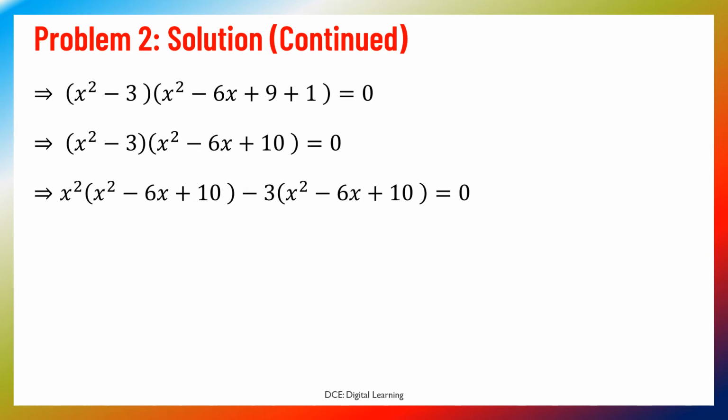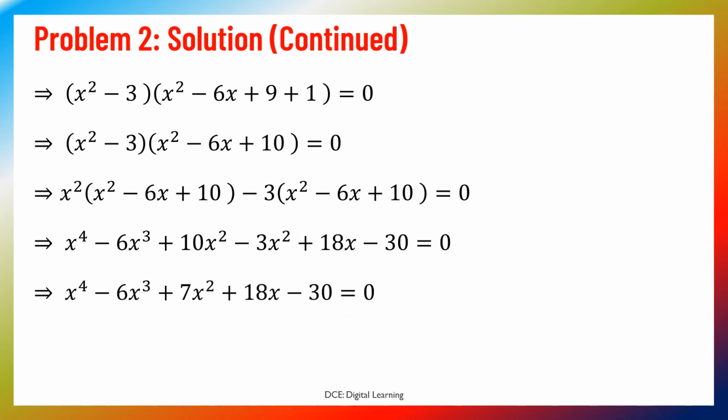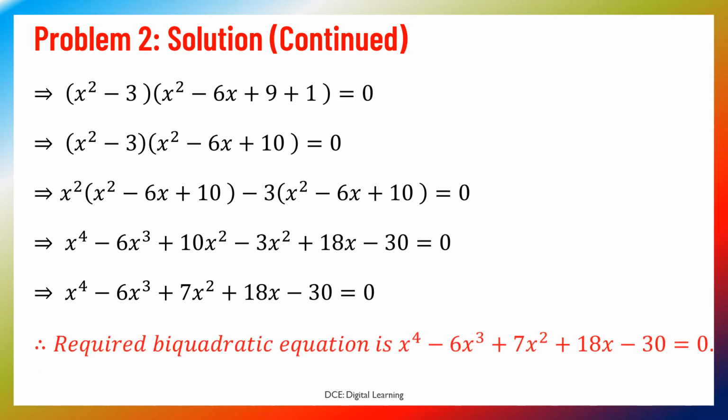6x plus 10 minus 3 into x square minus 6x plus 10 equals 0, which implies x raised to 4 minus 6x cube plus 10x square minus 3x square plus 18x minus 30 equals 0, which implies x raised to 4 minus 6x cube plus 7x square plus 18x minus 30 equals 0. Therefore, required biquadratic equation is x raised to 4 minus 6x cube plus 7x square plus 18x minus 30 equals 0.